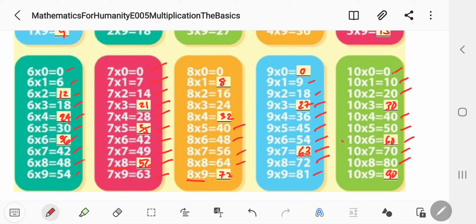So what can you notice here? You're multiplying 10 to the number, and then you just add 0 to the end of that number. So like here, 1, and then you add 0 here, then that becomes 10.